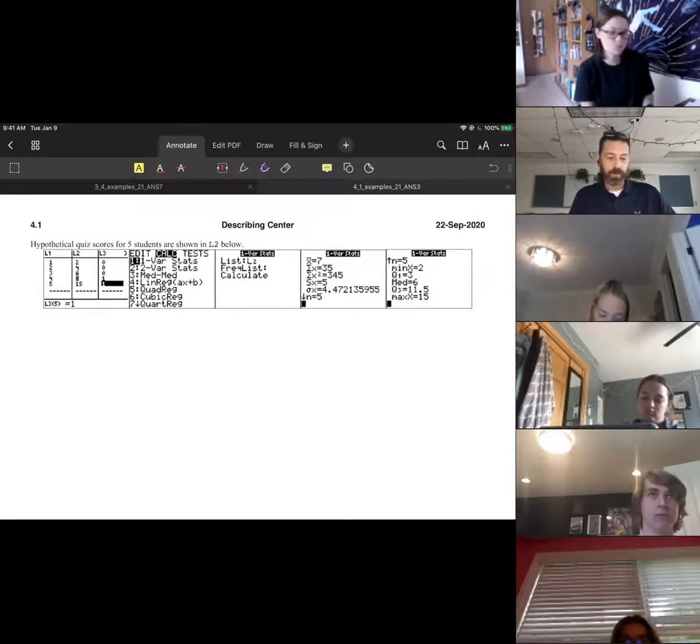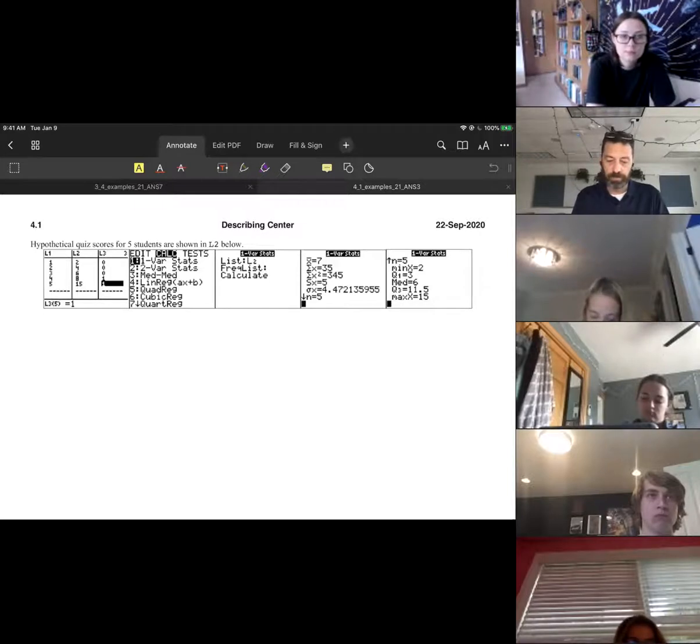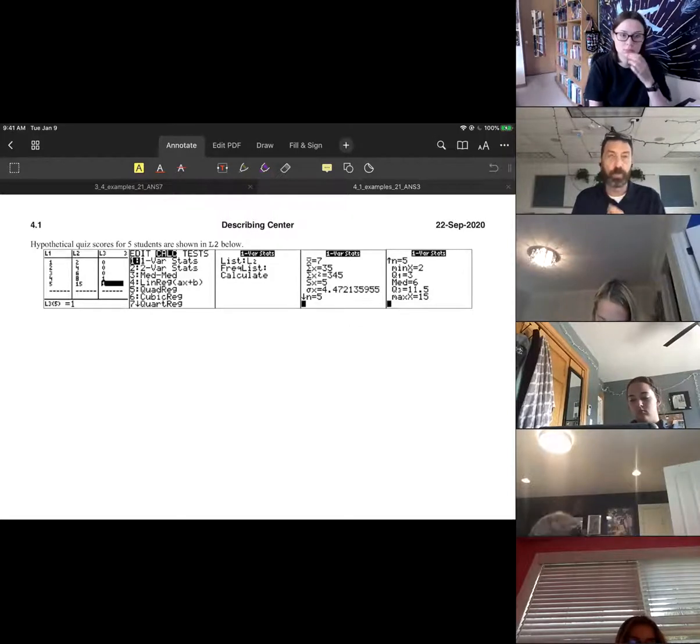Okay, so here we go. What you see is a hypothetical set of quiz scores for 5 students, and they're in list 2. Now, you should have typed these in your calculator earlier when we did scatter plots. So L1 and L2 were in there. I'll be quiet for a second and let you type in L3. L3 is going to be 00011.